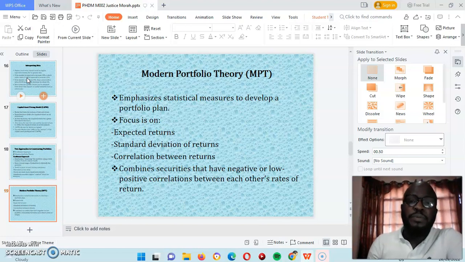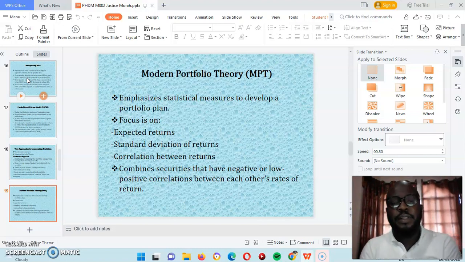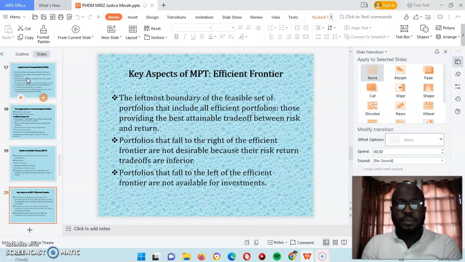Then we go to modern portfolio theory. It emphasizes statistical measures to develop a portfolio plan. It focuses on the expected return, the standard deviation of return, and the correlation between returns, and combines securities that have negative or low positive correlation between each other's rates of return. We have the modern portfolio theory efficient frontier.